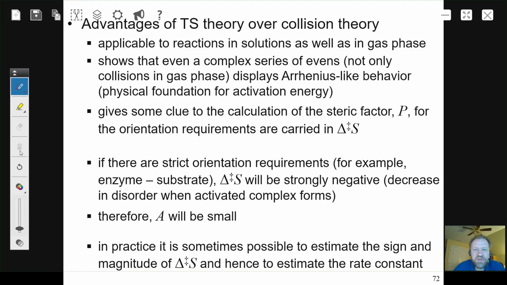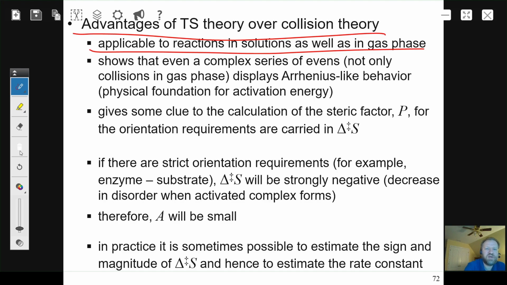Now, transition state theory has many advantages over collision theory. Remember, collision theory only considers bimolecular events, two molecules colliding in gas phase, and cannot take into account solvent effects. However, transition state theory can deal with reactions in solutions as well as in gas phase.